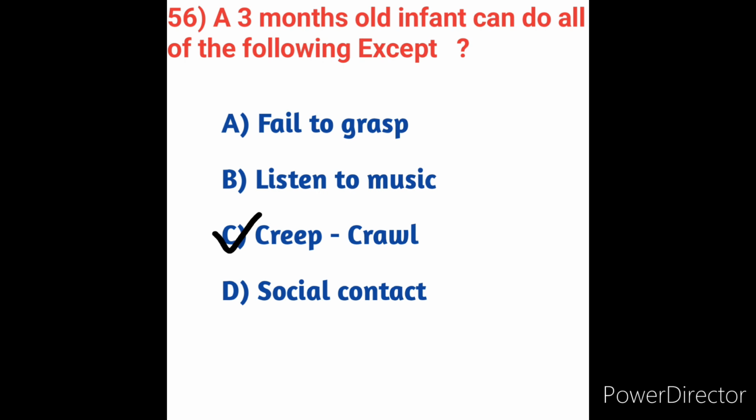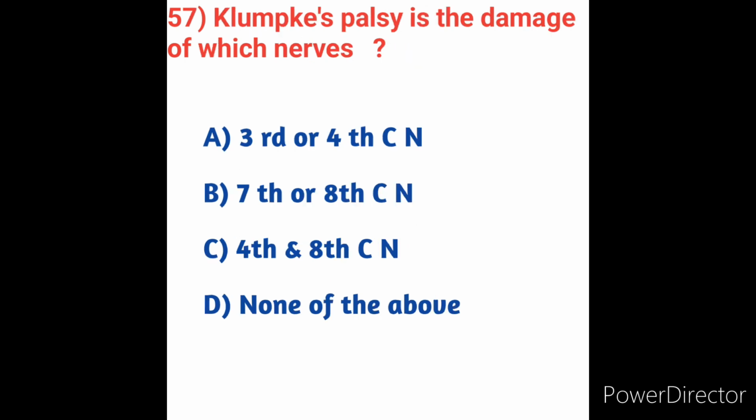Next we will move on to question number 57. Klumpke's palsy is damage of which nerve? We will see here options. Option A third or fourth cervical nerve. This is not a cranial nerve, it is a cervical nerve. Option B 7th or 8th cervical nerve. Option C 4th and 8th cervical nerve. Option D none of the above.